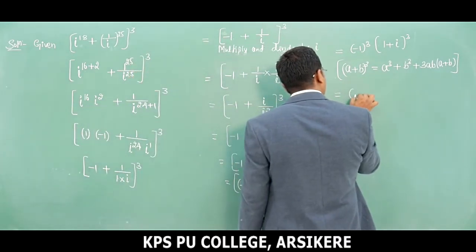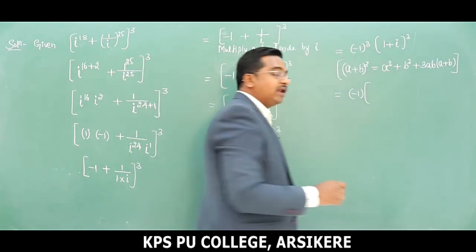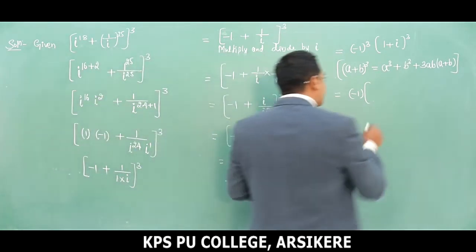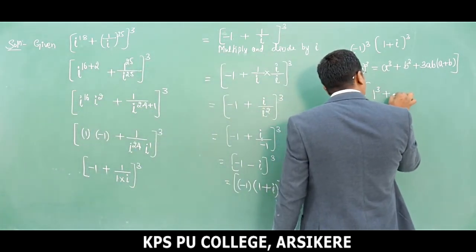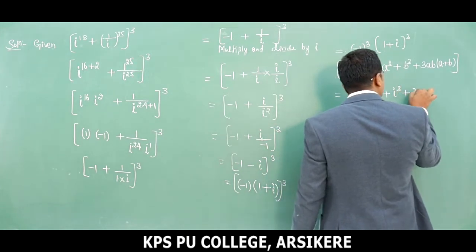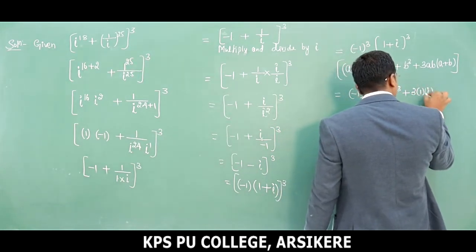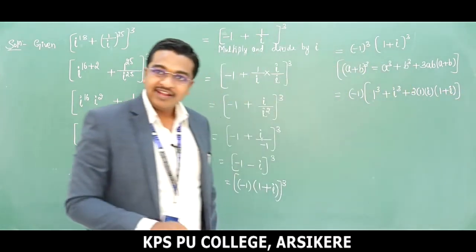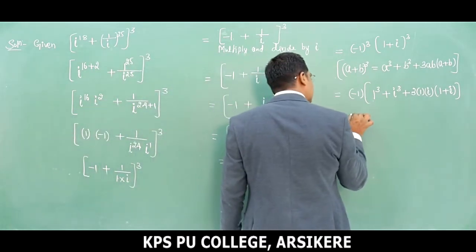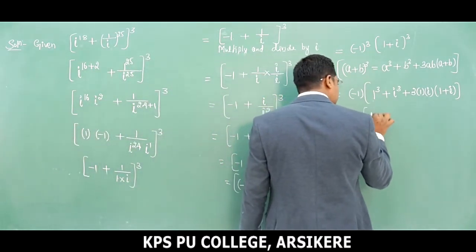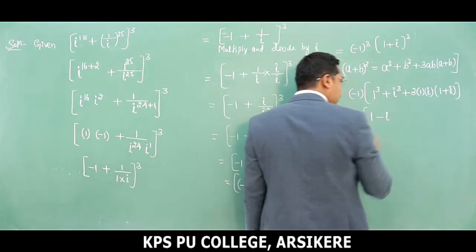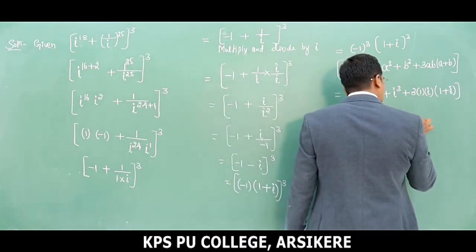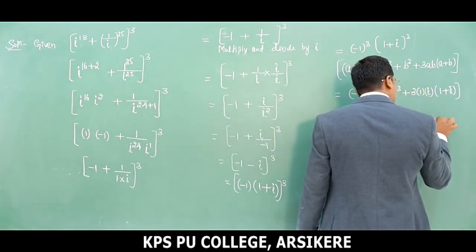So this reduces as minus 1 times 1 plus i whole cube. Treat 1 as a and i as b. So this becomes 1 cube plus i cube plus 3 into 1 into i into 1 plus i. That is a plus b. Next is very simple, nothing more to do. So this becomes minus 1 times 1 cube is 1, i cube is minus i. Remember, i cube value is minus i, plus 3i into 1 plus i.